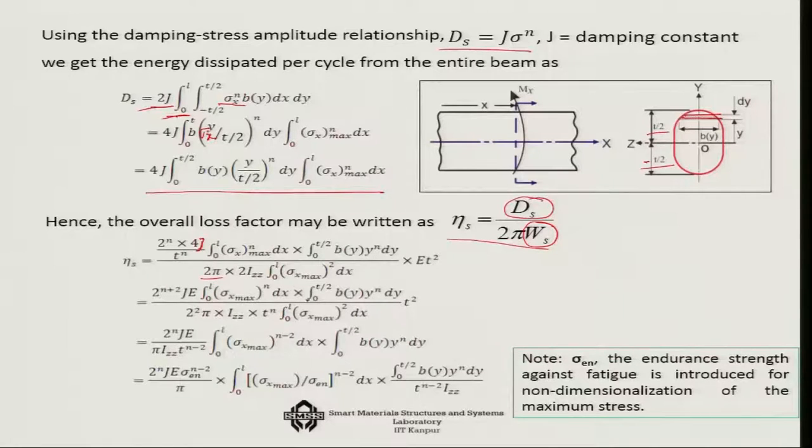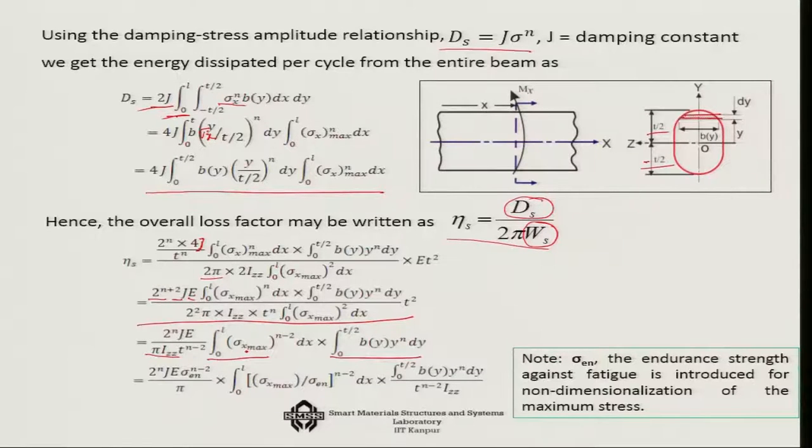If we now simplify all the things, we can take the 2 term out, the J out, the modulus of elasticity out, basically those terms which are not going to change either with respect to x or with respect to y. That is how our expression will come up, which can be further simplified by clubbing all the constants and variables on one side, then the two integrations one by one. In this integration, there is the term sigma x max, and we would like to normalize it.